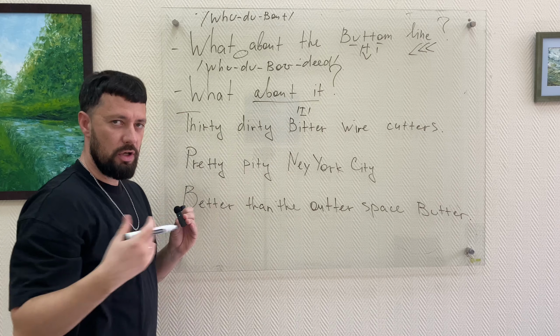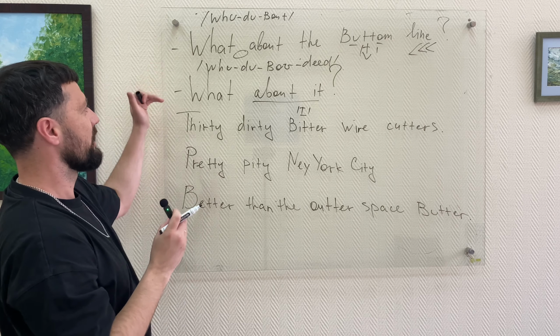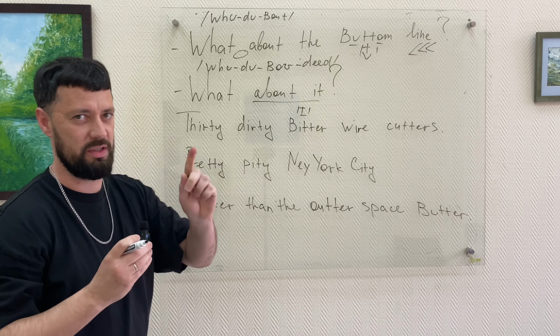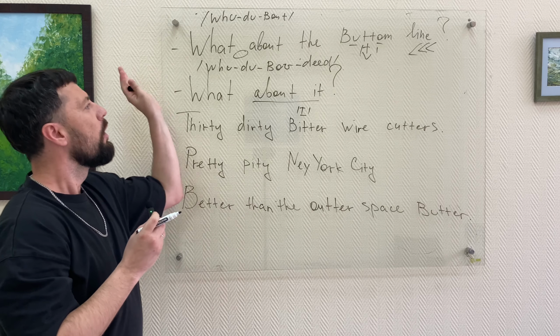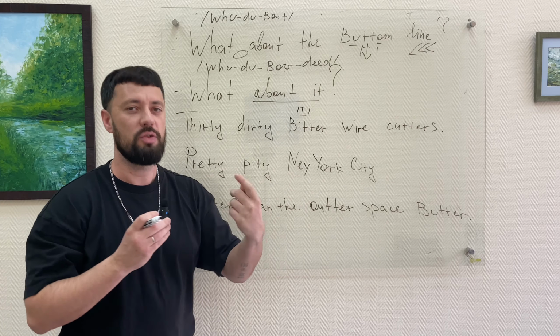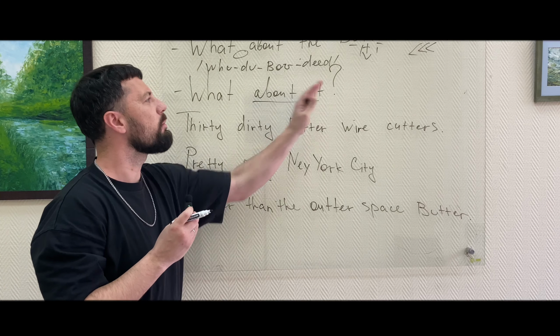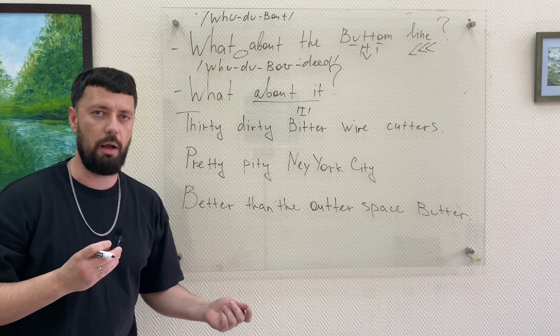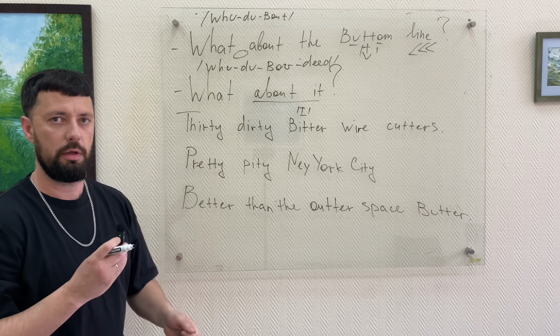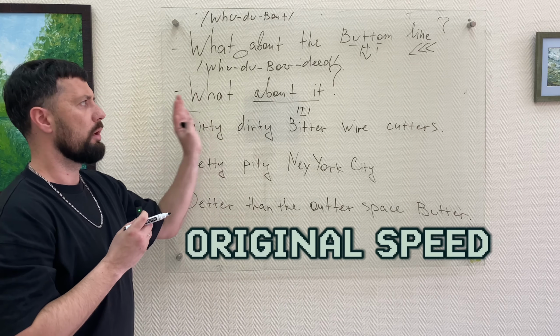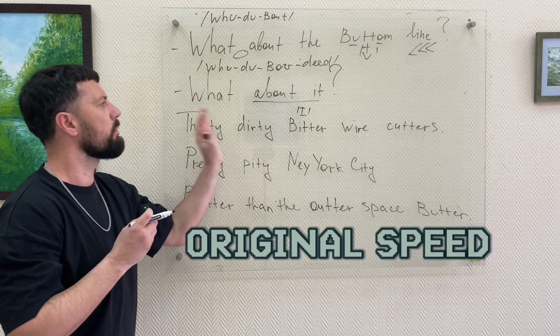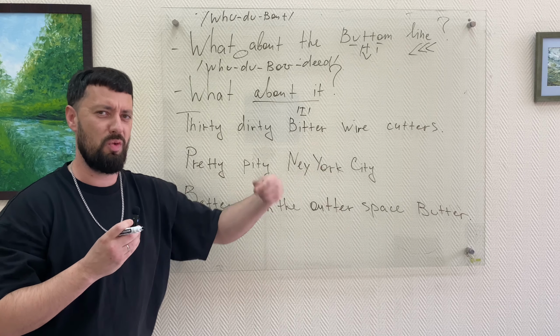What about it? And now let's work on this two-liner here as if it was one tongue twister. What about the bottom line? What about it? So, you see, what about the bottom line? What about it? Try saying it with me. What about the bottom line? What about it? So, take your time and practice it on your own. Remember, 5-7 times minimum.